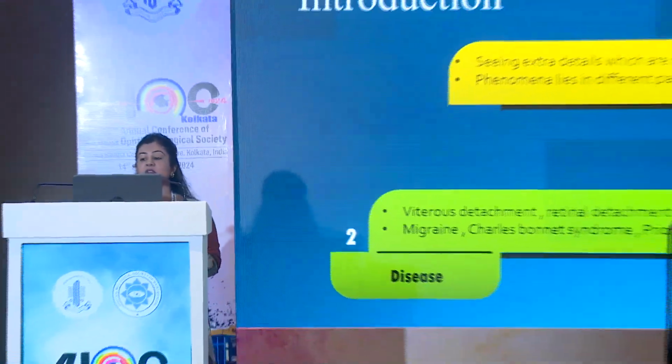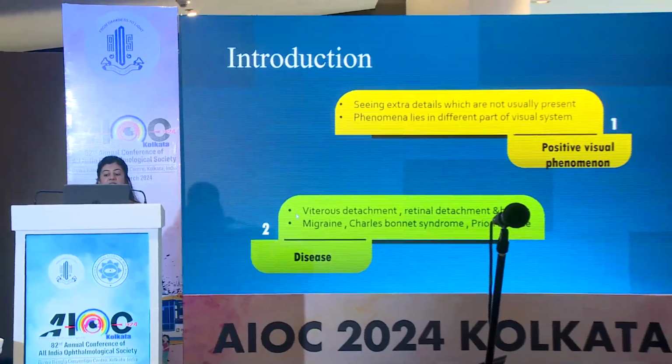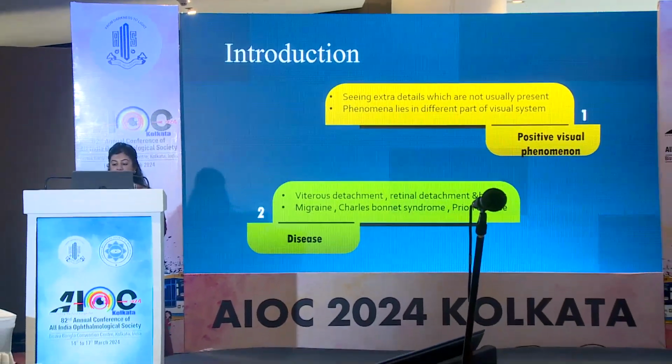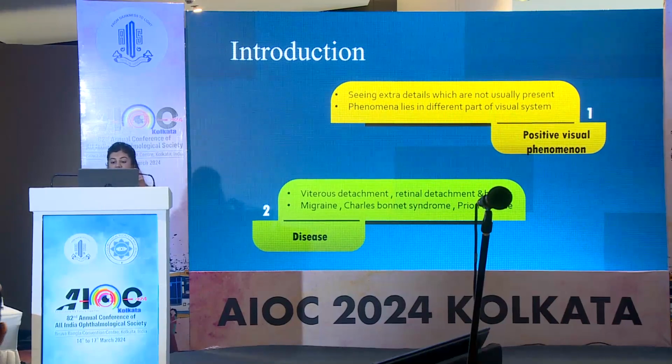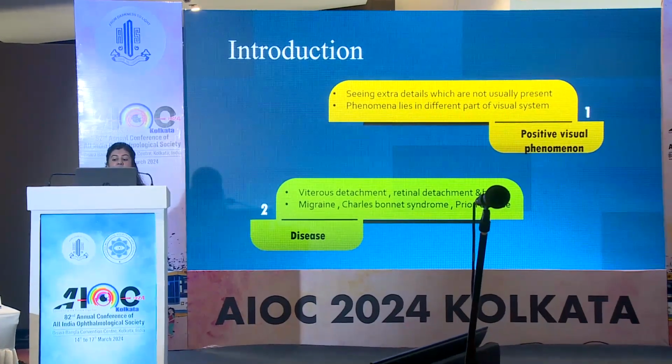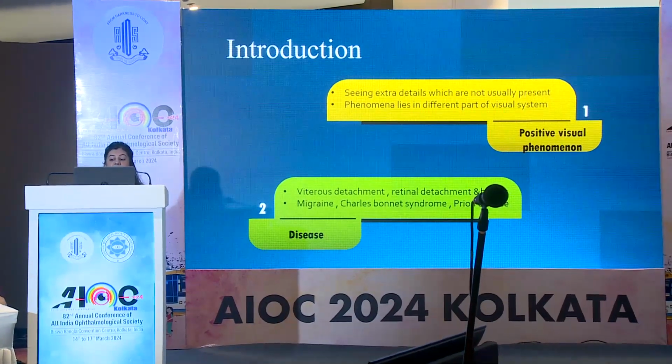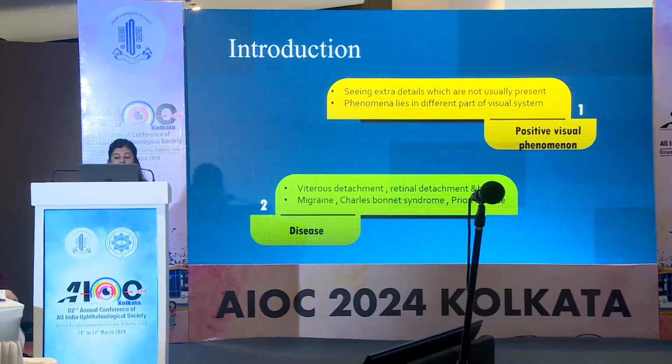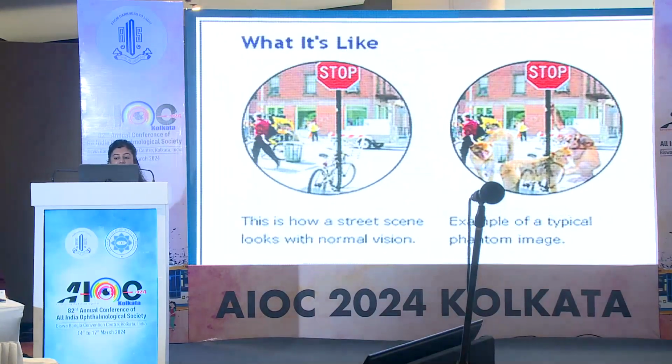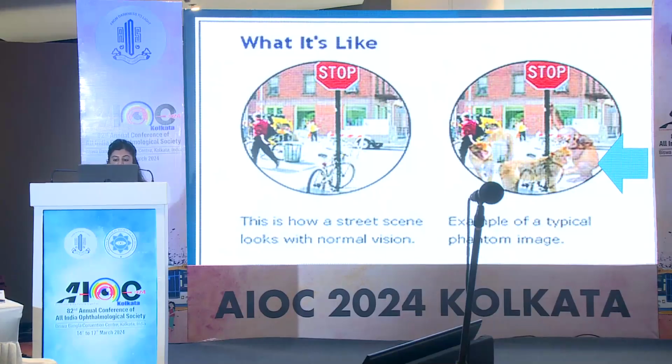Coming to the introduction, positive visual phenomena refers to seeing extra details which are not usually present in the visual system. These visual phenomena can mask severe, even potentially fatal, systemic health issues. Diseases like migraine, Charles Bonnet syndrome, brain tumors, metabolic disorders, drug intoxication, and infection of the brain with prion can cause these phenomena. This is a typical phantom image seen in Charles Bonnet syndrome.